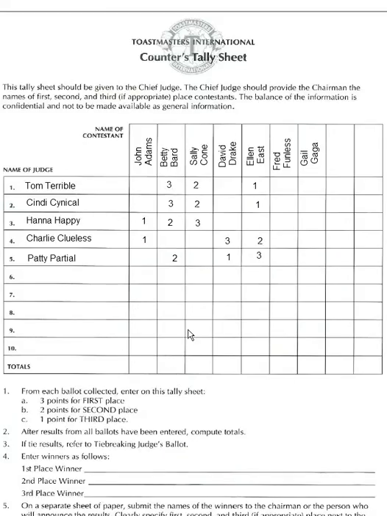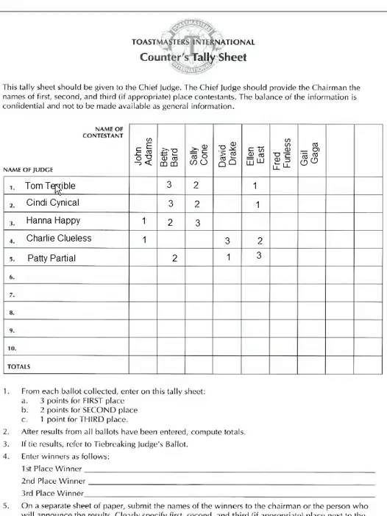We open each judge's ballot and record their vote. 3 points for first place, 2 points for second place, 1 point for third place. So each judge's row should have a 3, a 2, and a 1 on it somewhere.